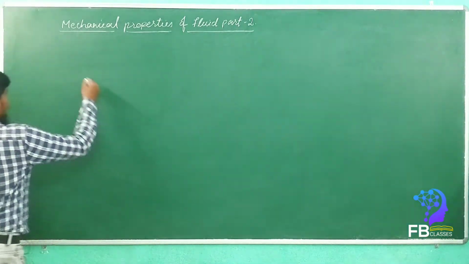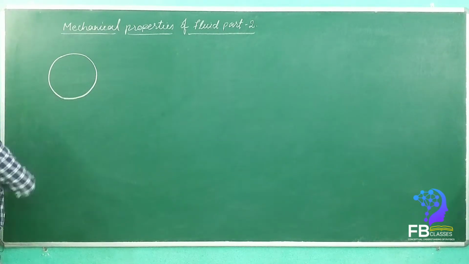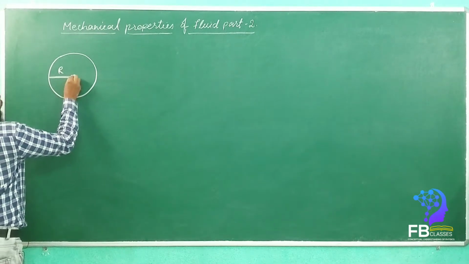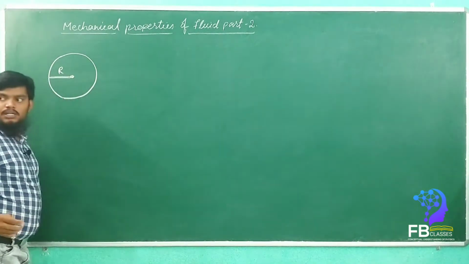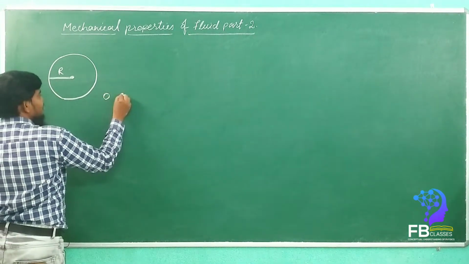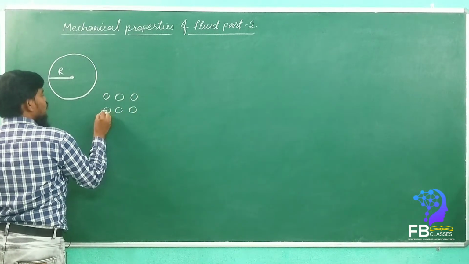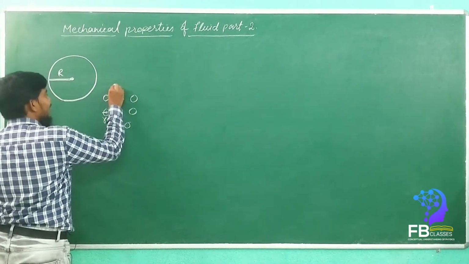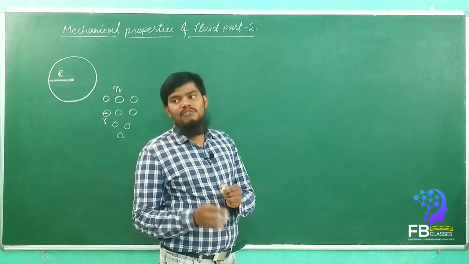See here now. If you are taking a liquid drop whose radius is considered as R, the radius of the water drop, and this water drop is made into n number of drops. The small drops are made from the big drop, and the small drop radius is considered as a smaller r. How many drops we made? n number of drops. A big drop is divided into n number of small drops.